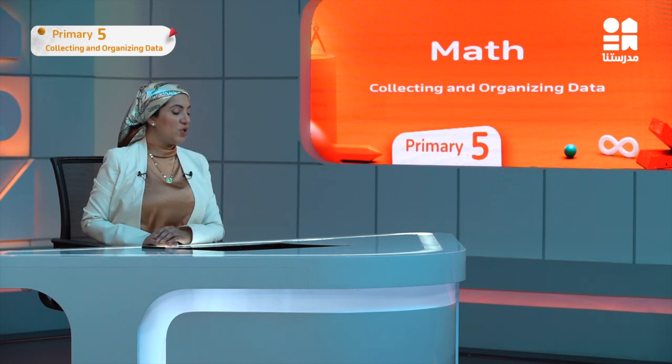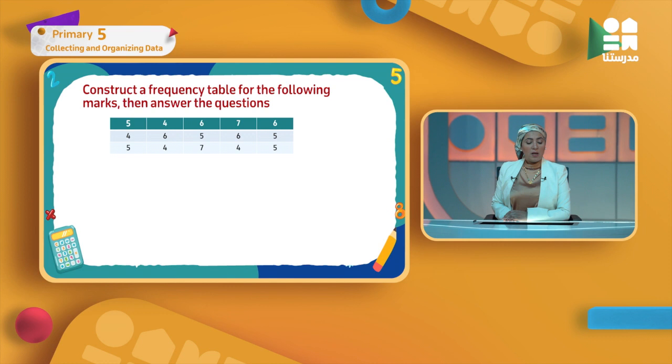Now we have another question. I have this table and I wanted to construct a frequency table for the following marks. Then I answer the questions. Here I have a horizontal table where I have the marks 5, 4, 6, 7, and so on. So the first thing I need to know is the range. I need to know what is the lowest mark and what is the highest mark, and after that I start to construct my table.